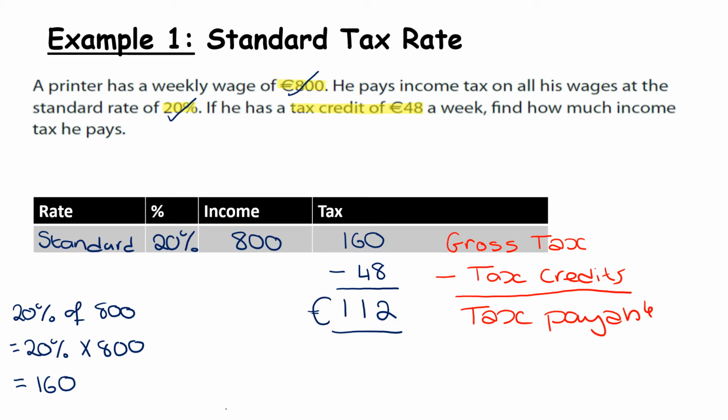If they wanted us to figure out how much money he actually gets to keep, we would then have to take that answer away from 800. Be careful not to do too much or too little in these questions. Really keep an eye on what you're being asked.